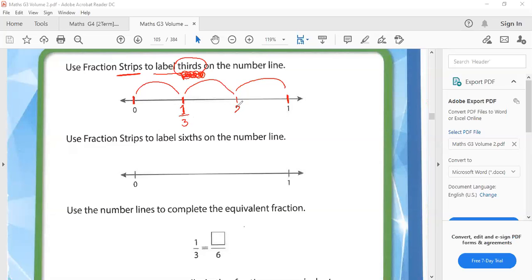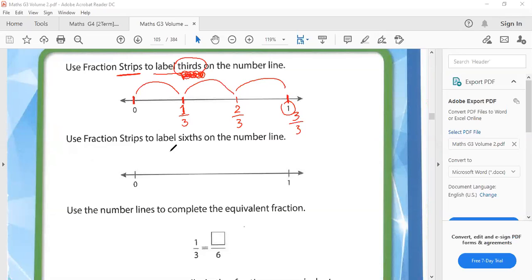Then the second jump will be 2 over 3. And the last jump will be 3 out of 3. And you know that 3 out of 3 is 1. So this jump will be at 1.